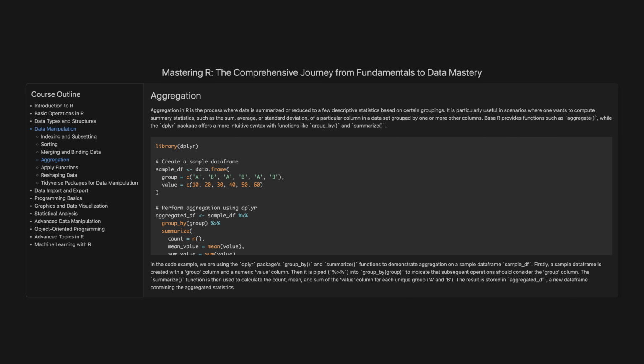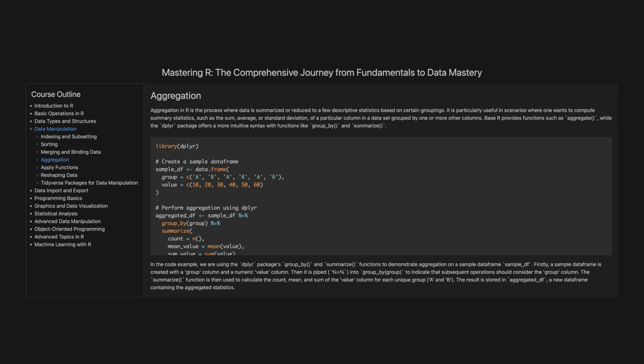Base R provides functions such as aggregate, while the dplyr package offers a more intuitive syntax with functions like group_by and summarize. In the code example, we are using the dplyr package's group_by and summarize functions to demonstrate aggregation on a sample data frame, sample_df.